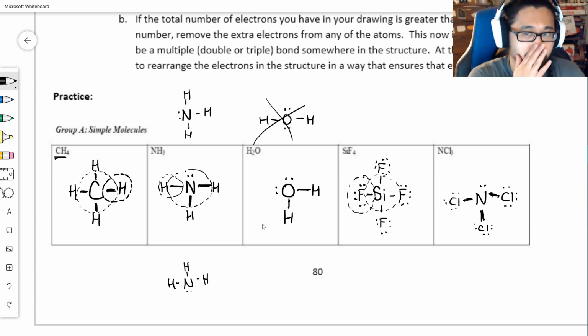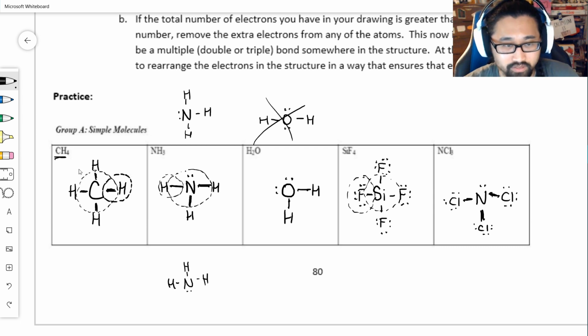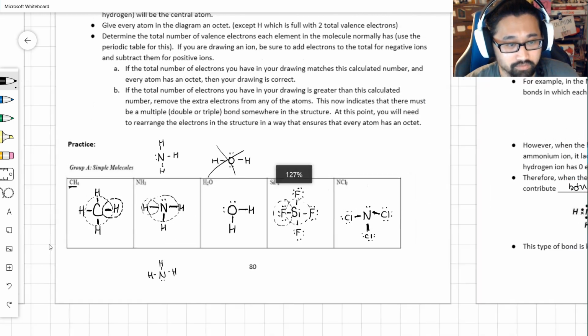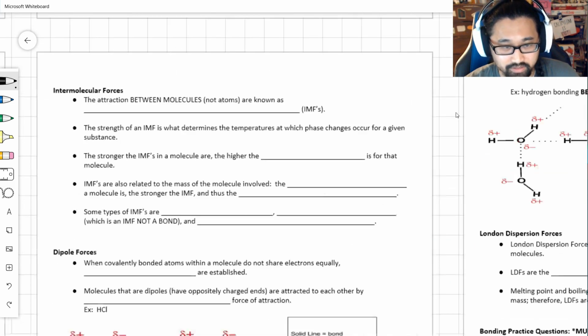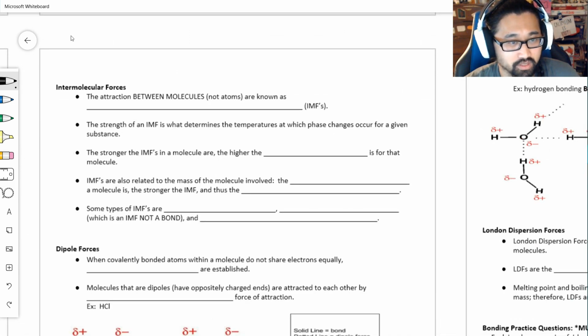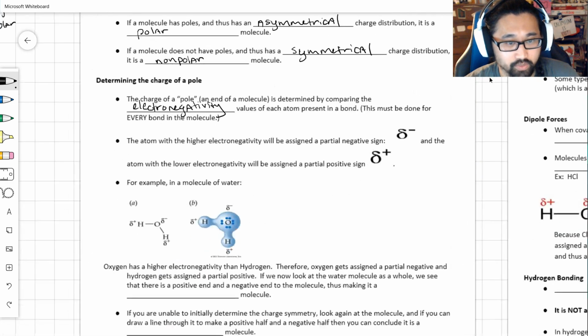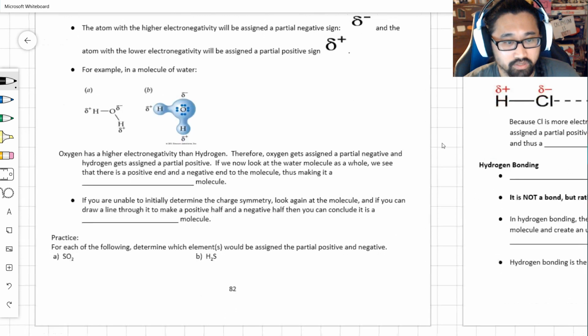You can also tell by the formula. If you look, this is even, and this is even. They were symmetrical. They were nonpolar. 3 is odd. 1 is odd. The odd ones have all been polar. So there are other ways to tell, but we have that going for us.